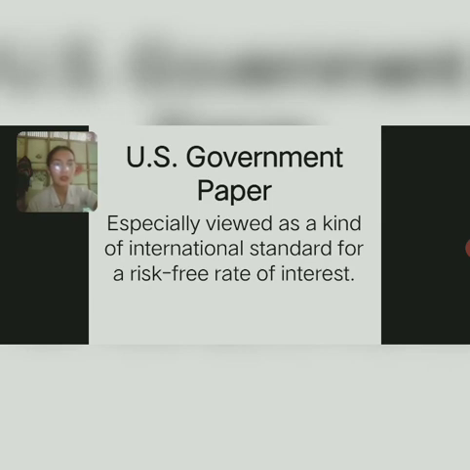An example of government paper is U.S. government paper, especially viewed as a kind of international standard for a risk-free rate of interest. As a dominant world geopolitical and financial power and the issuer of the most popular world reserve currency, the U.S. government paper is considered to be among the safest investments and practically risk-free.